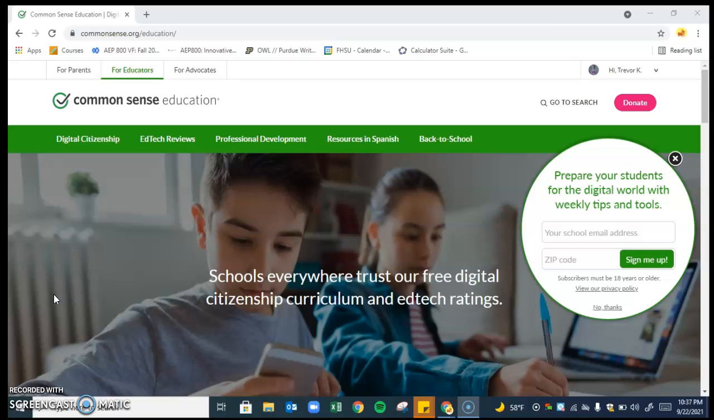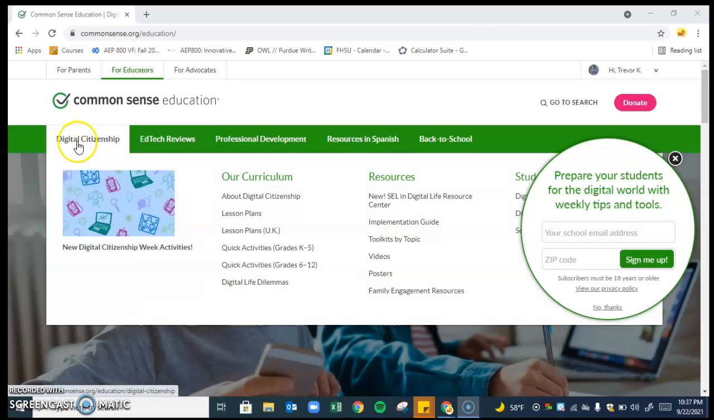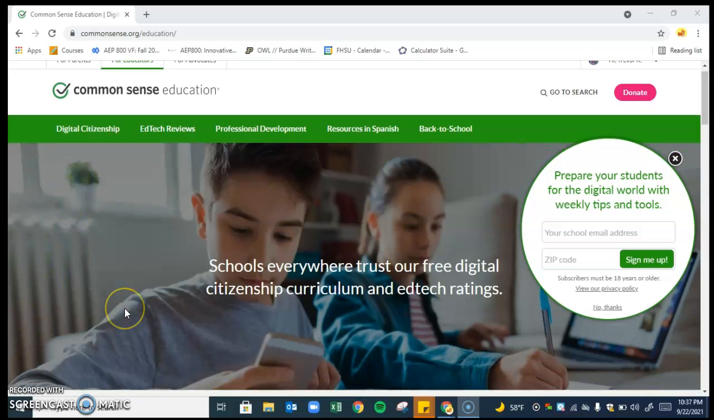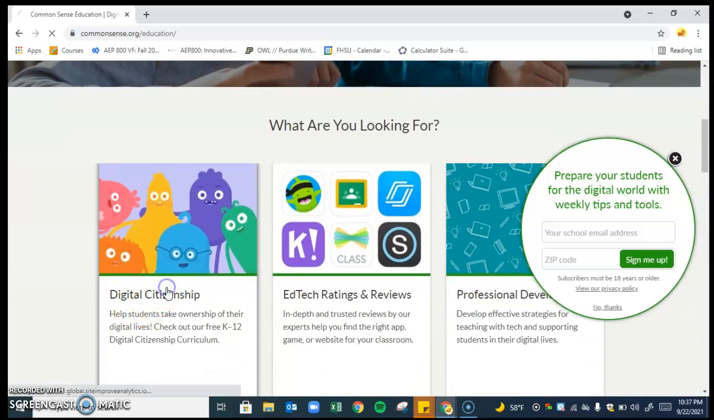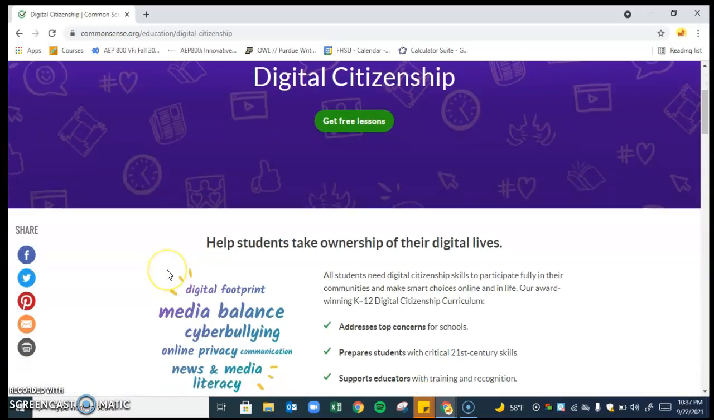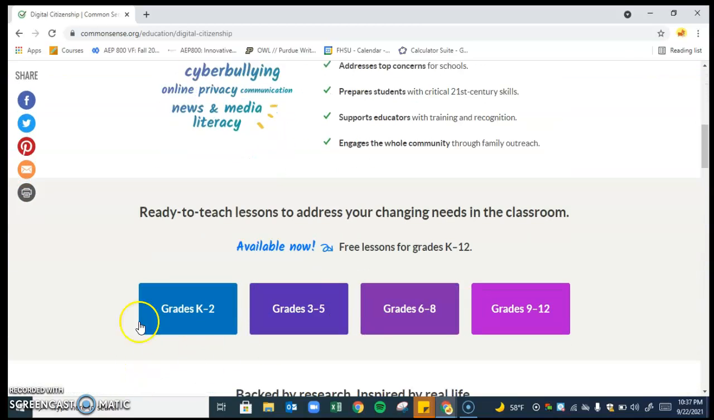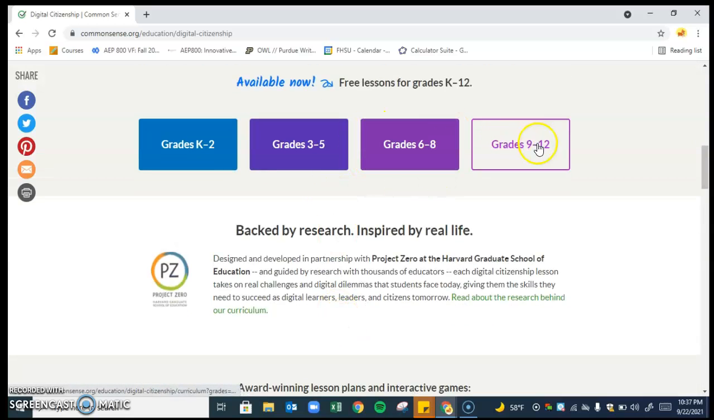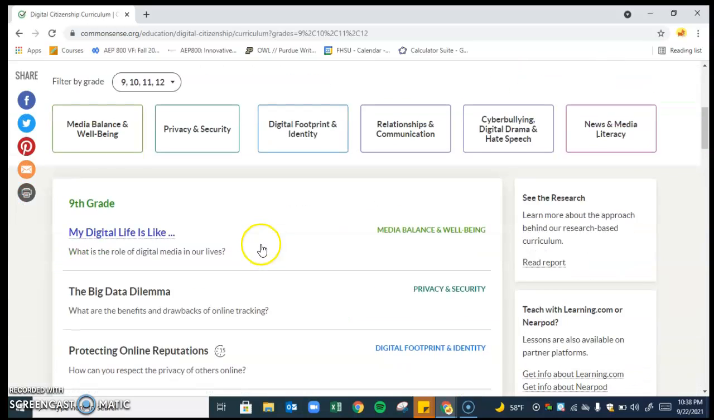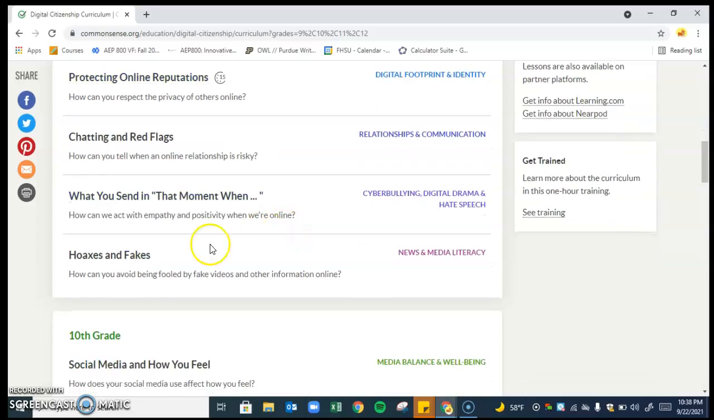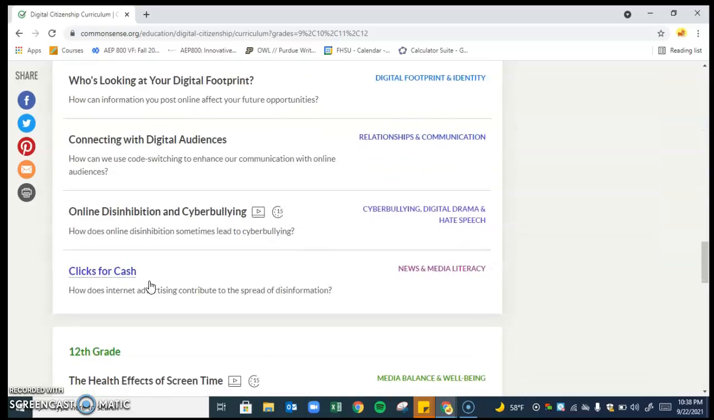created for. So you can create a free account here at Common Sense Education and go to your digital citizenship. Sorry, I had to scroll down and click here for what I wanted. And you can click on grade levels. I'm middle school and high school, so I'll go ahead and click high school for now. And it breaks it up by grade level and gives you actual lesson plans.